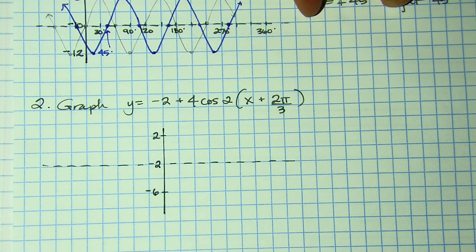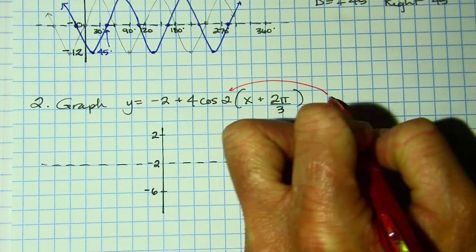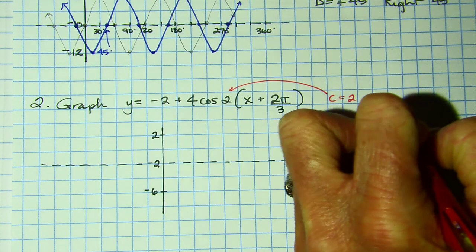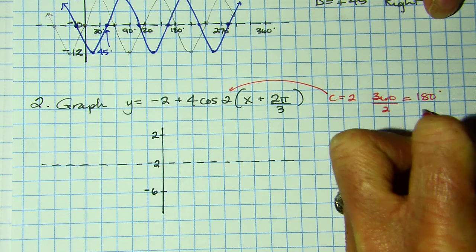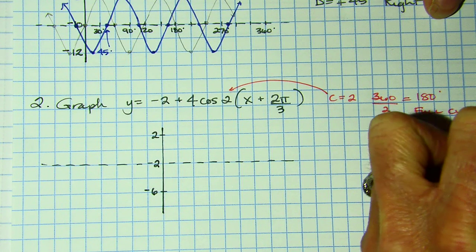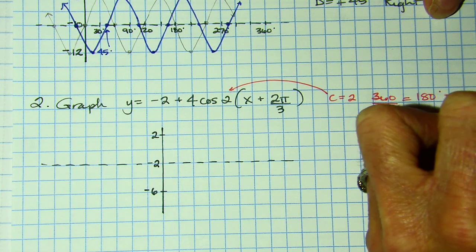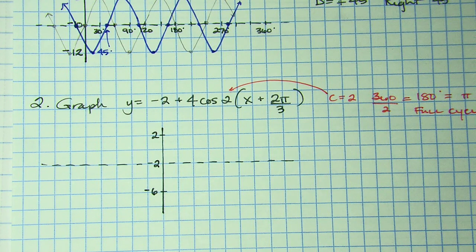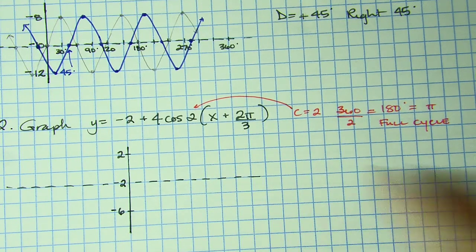Next, though, I'm going to deal with the period. So B equals 2. So 360 divided by 2 equals 180 degrees. So I have a full cycle in 180 degrees, which also equals pi. And I put it in pi, or radians, because this is in radians.